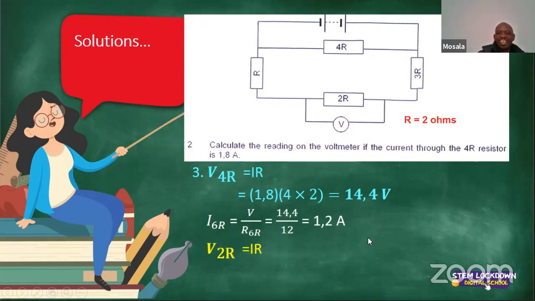Right, now we want to know the voltage, the reading on this particular voltmeter. So V equals IR. What does that mean? It simply means we have to multiply the current by the resistance. Now, the current we have said is 1.2, and this is 2R. So it's 2 times R. R is 2. So this is 4 times 1.2, which is 4,8. Right.